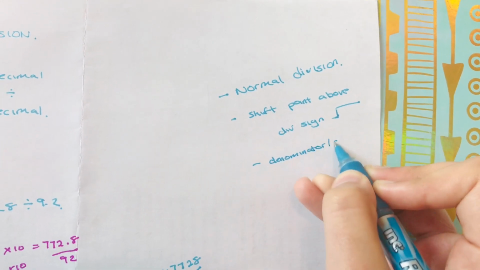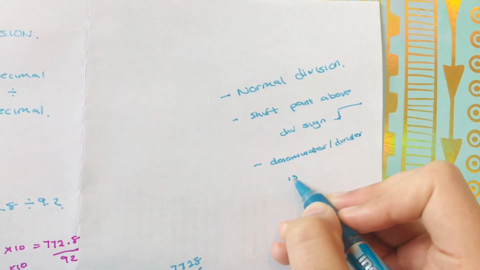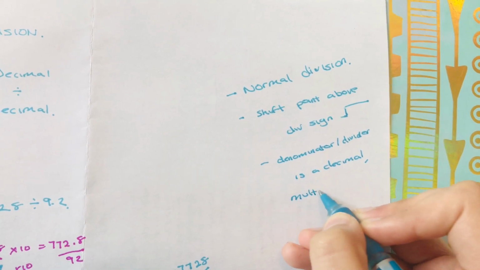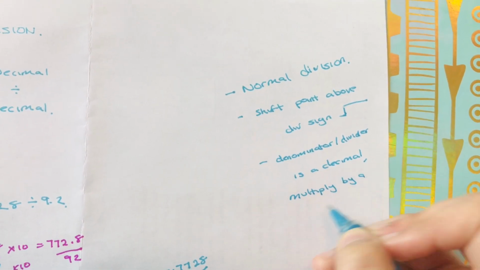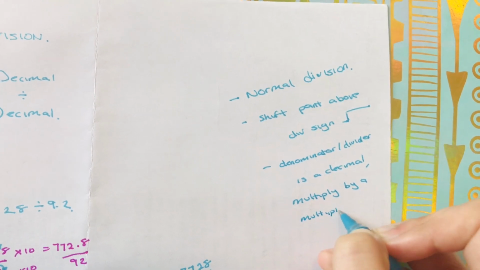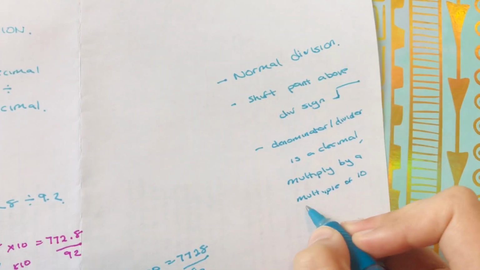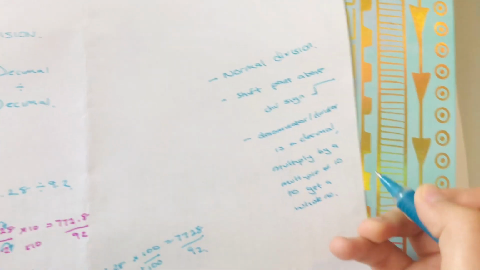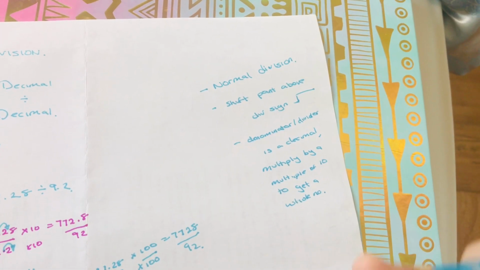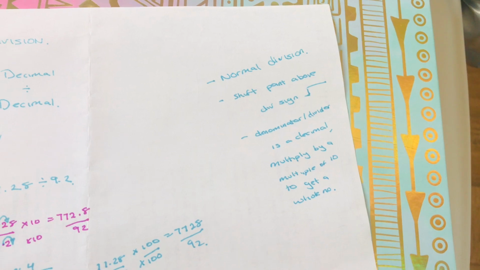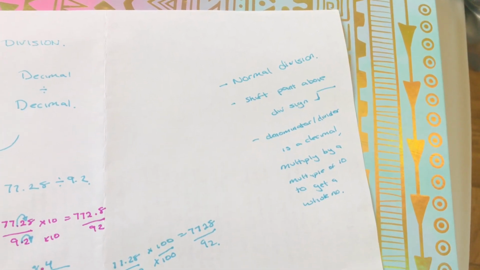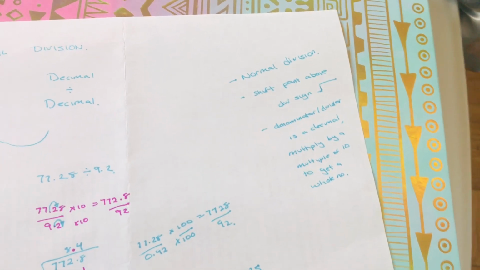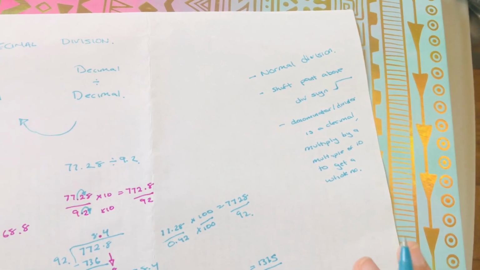or the divider is a decimal, multiply by a multiple of 10 to get a whole number. Okay, so that basically means multiply by 10, by 100, by 1000, by 10,000, by 100,000, or whatever you think would work, like by looking at the digits after the decimal point in the denominator. So that's how you go around.